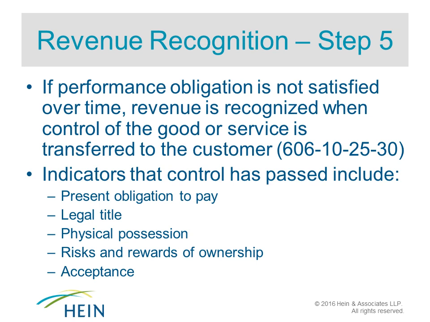Some of the indicators that are provided, and these are indicators, are there's a present obligation for the customer to pay. That customer has obtained legal title, taken physical possession. They have the risks and rewards of ownership, or customer acceptance. And again, none of the indicators are meant to individually determine whether the customer has gained control. For example, while shipping terms may provide information about when legal title to a good transfers, they are not determinative when evaluating the point in time at which the customer obtains control.